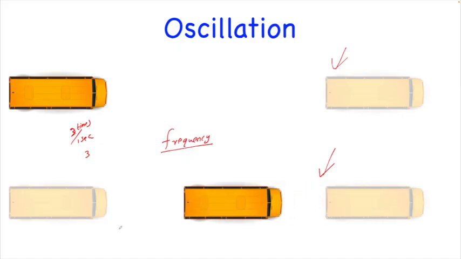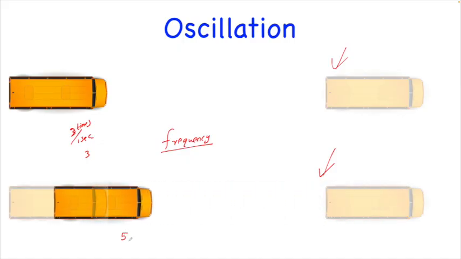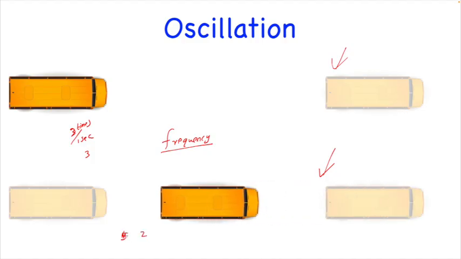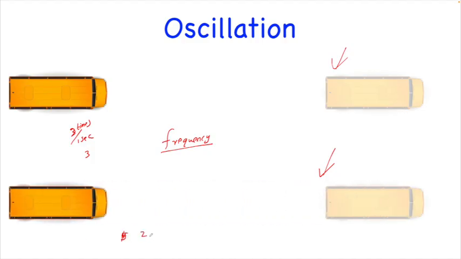Suppose this is slow, this may go just 2 times a second. So the frequency is 2 because it is slower. It takes only 2 times in 1 second, but this goes 3 times in 1 second. So this frequency is 3, this frequency is 2, but still both are called oscillations.